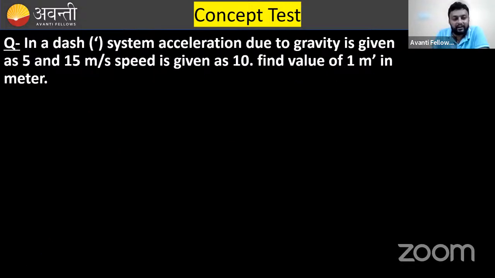Now, again, a similar kind of question in a dash system. Now they have named the system as a dash new system, something like a dash system. Acceleration due to gravity is given as 5. And 15 meter per second speed is given as 10. Now what they are saying is that acceleration due to gravity, which is generally 10 meter per second square, is only 5 in that particular system. And 15 meter per second speed is given as 10. Find the value of 1 meter dash in meter.